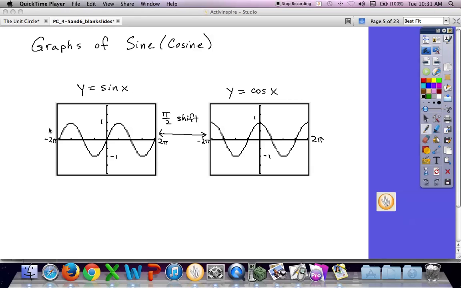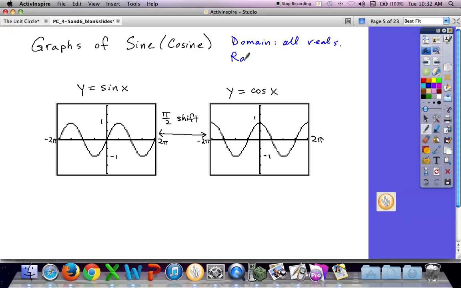So what is the domain? It's all real numbers, right? There's nothing undefined about a sine or a cosine. So the domain, make that blue. Domain, all reals.